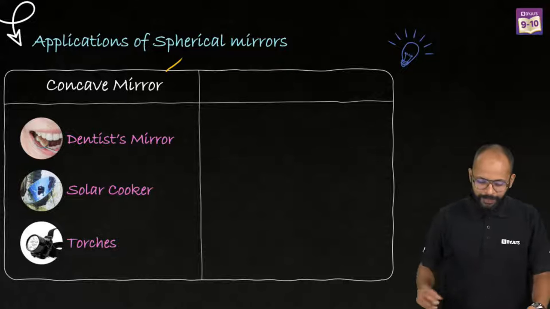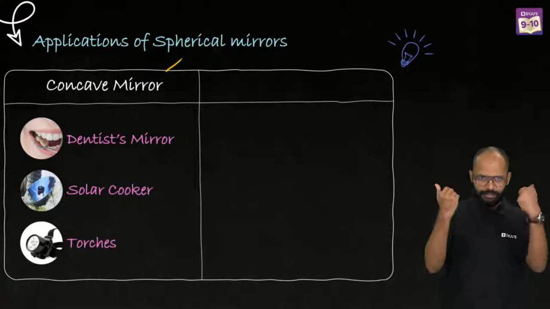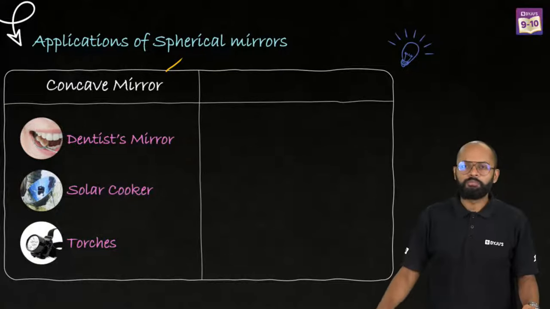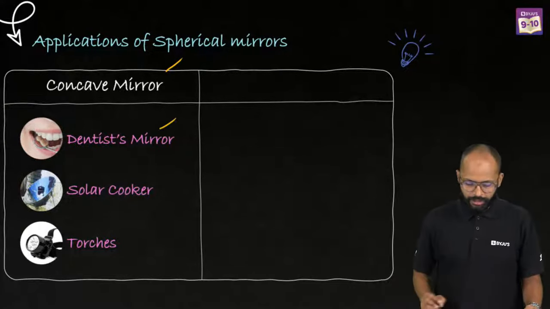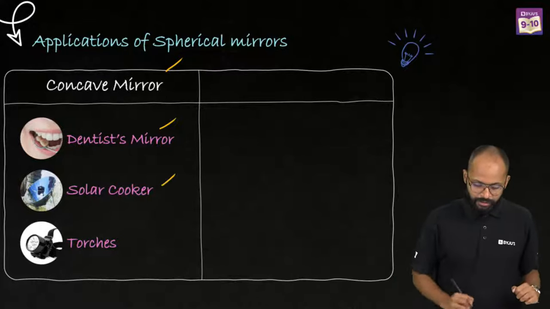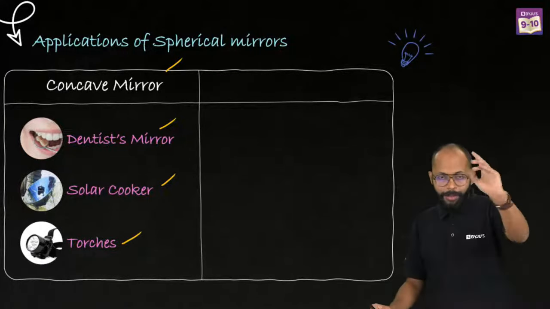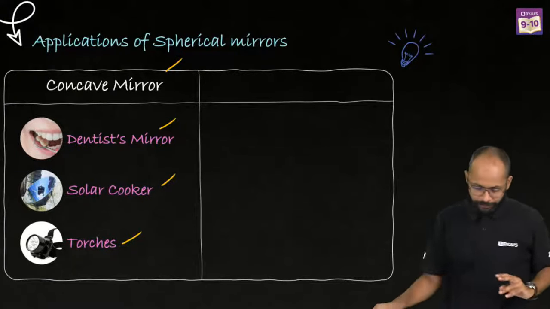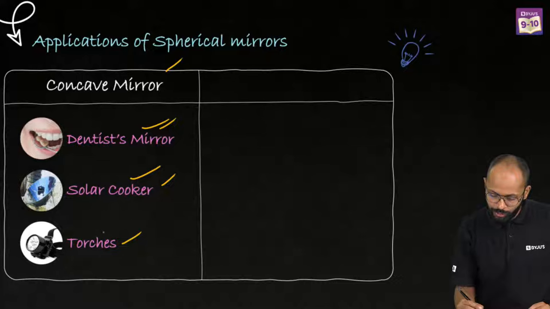Come on. Applications of spherical mirror. Dentist mirror. Which mirror? Come on, tell me. Dentist mirror, solar cooker, torches. I'm telling you the uses of concave mirror. You tell me which case.